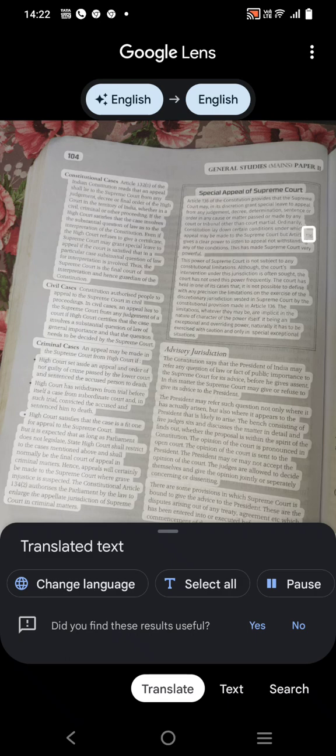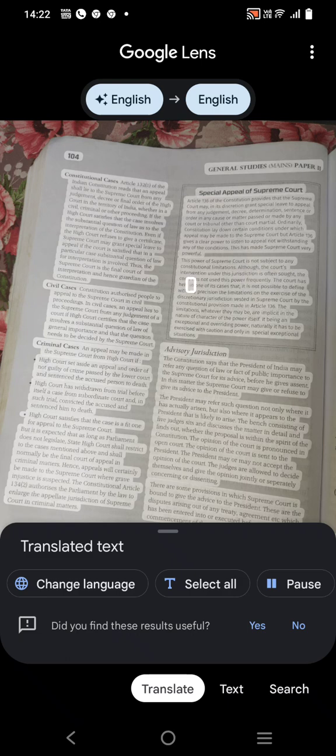Article 136 gives a clear power to hear appeals notwithstanding any of the conditions. This has made the Supreme Court very powerful. This power of the Supreme Court is not subject to any constitutional limitations. Although the court's intervention under this jurisdiction is often sought, the court has not used this power frequently.